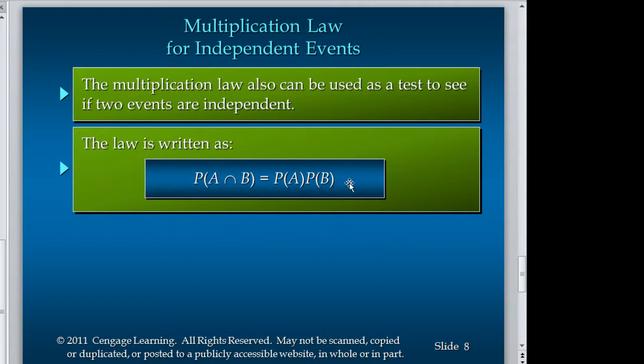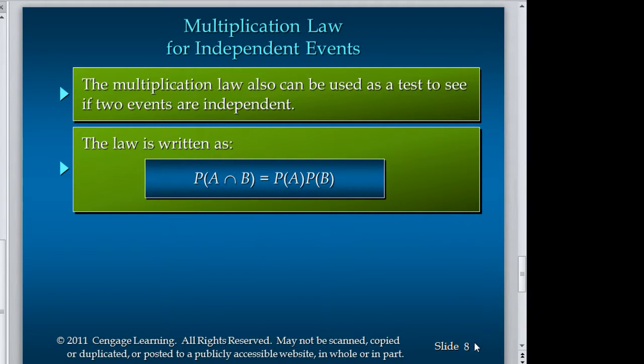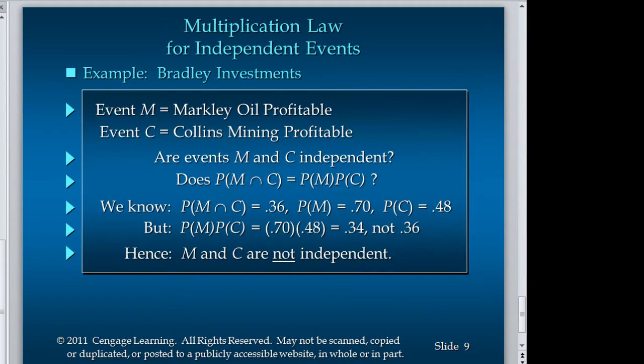So if these two events are independent events, the probability of A and B is simply the multiplication of the probability of A times the probability of B. If they are not independent, then what do we have to use? Well, remember, we have to use this general multiplication rule on page 4. But this is page 8: if these two events are independent, then you can just simply multiply these two.